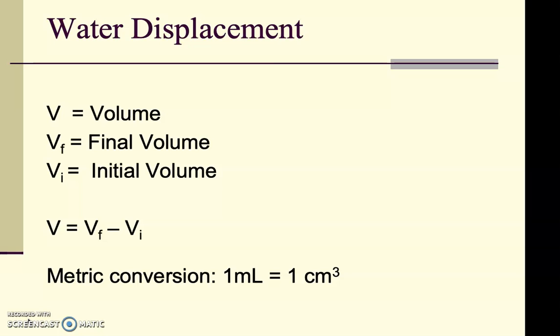If you step into a tub or a hot tub or a pool, what's going to happen to the water? The water is going to go up. It's going to go from initial volume to final volume. To calculate the volume of the object, you subtract initial volume from final volume.